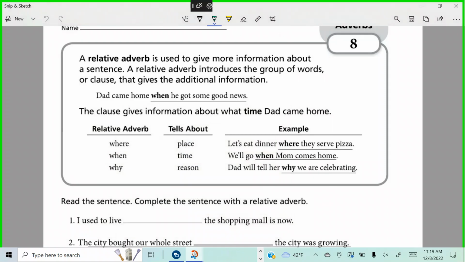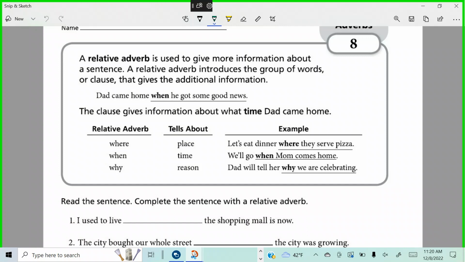All right, we're going to talk about relative adverbs. We had one of these on our DLR the other day, and I told you that we were going to go over these. Relative adverbs, what is it? Well, a relative adverb is used to give more information about a sentence, right? It introduces the group of words or phrase or clause that's going to give that additional information. So a relative adverb sets up that additional information.